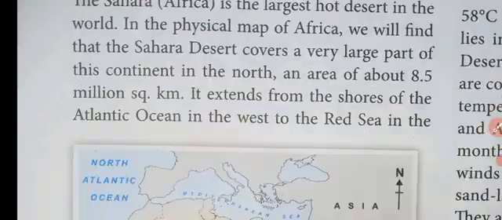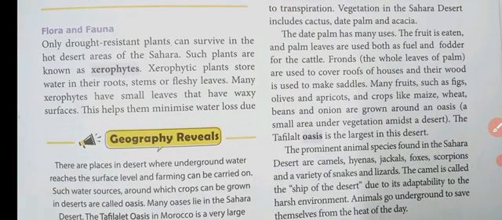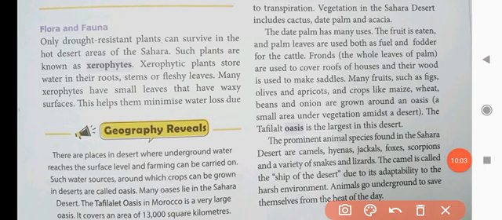Here the next point, that is about the flora and the fauna of this area. Here, as you know, according to the area and temperature, the flora and the fauna are also as per the climate of that area. So in the Sahara, only dwarf resistant plants can survive in the hot desert area of the Sahara. Such plants are called xerophytes.